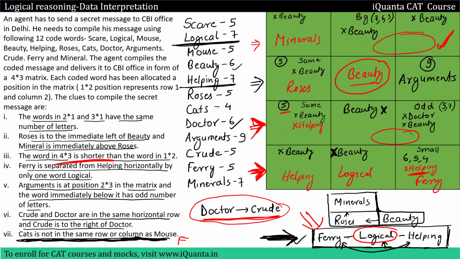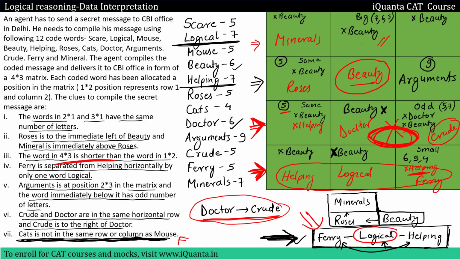They cannot be in the same row or column, so I will have to include cat and mouse in this particular row, so they will be in the same row, which is impossible. If I take doctor and crude in this particular row over here, so I will have to put doctor over here and crude over here, right? So crude is a 5-letter word. I need at least a 6-letter or 7-letter word over here, which is not available right now. So even here we cannot put doctor and crude. So our assumption that we assumed initially, helping logical ferry will be over here, that is wrong.